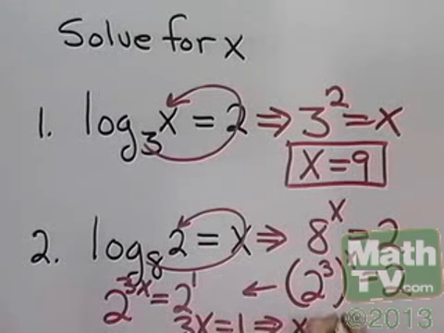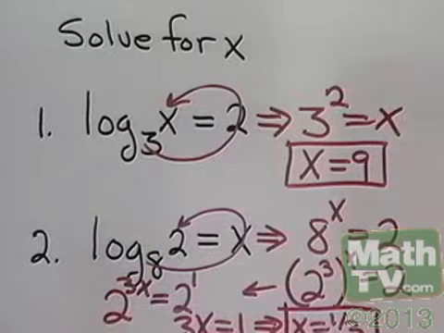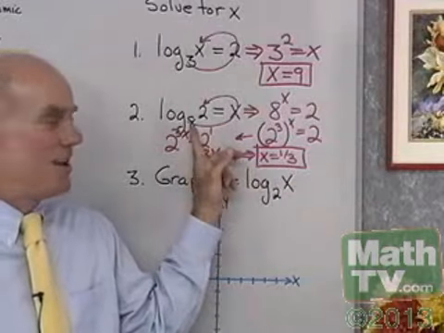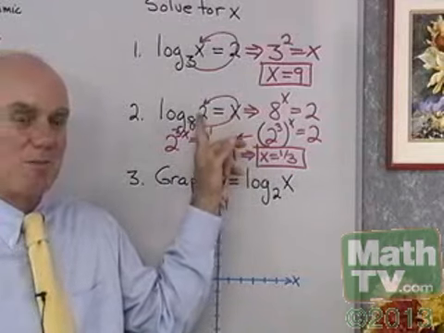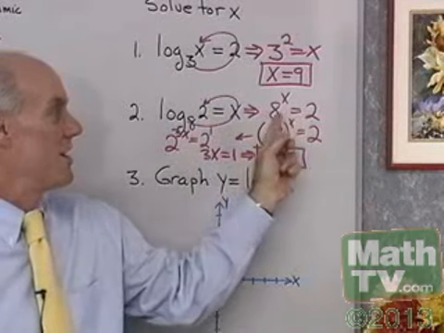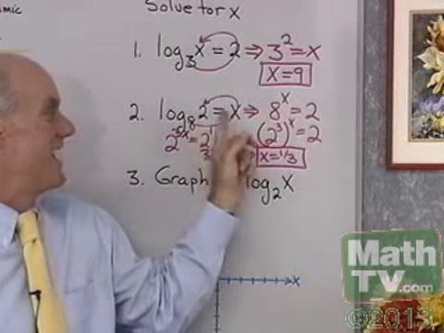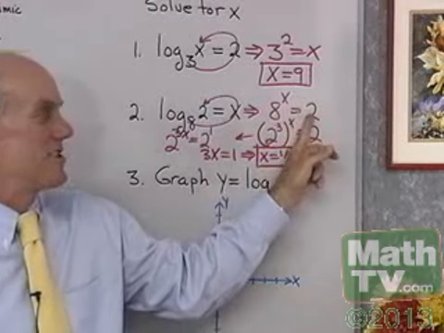So x is equal to 1/3. Sorry that's so messy, but the idea is the same. I have this logarithmic form right here. This base 8 raised to this exponent x must be equal to 2. So I write that 8 to the x is equal to 2.